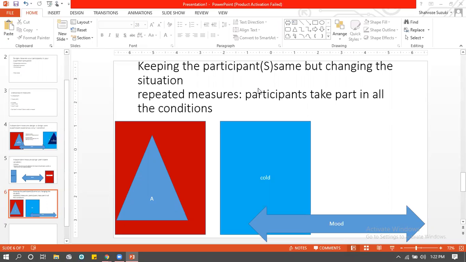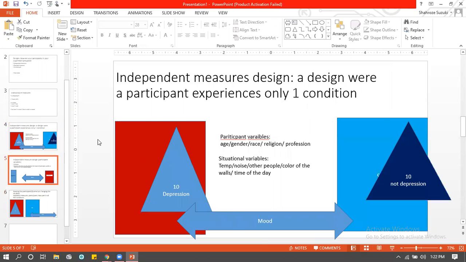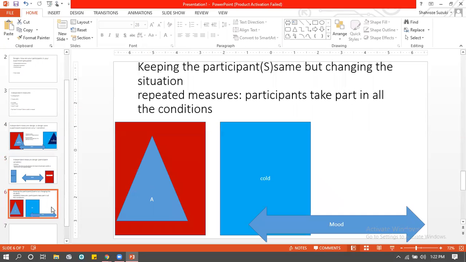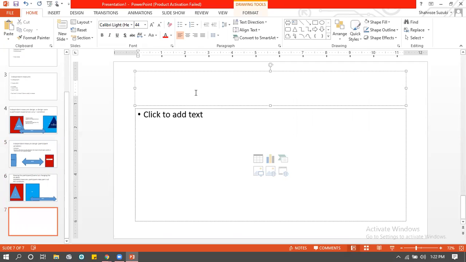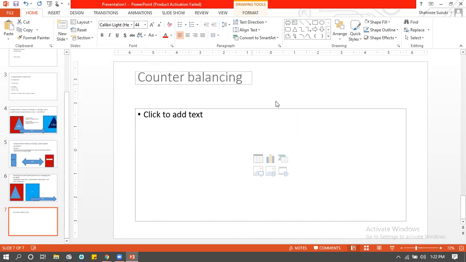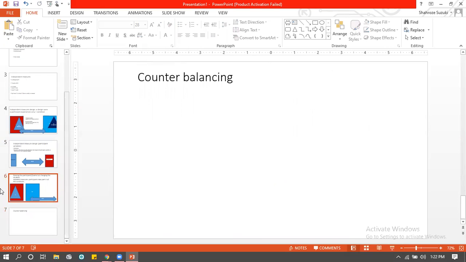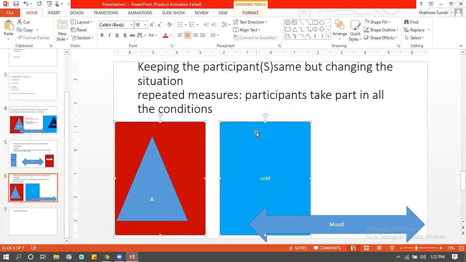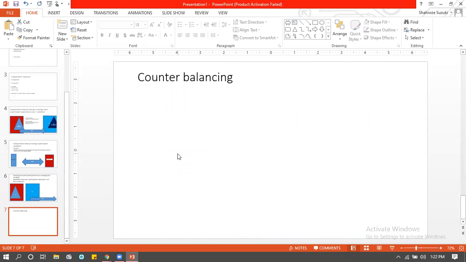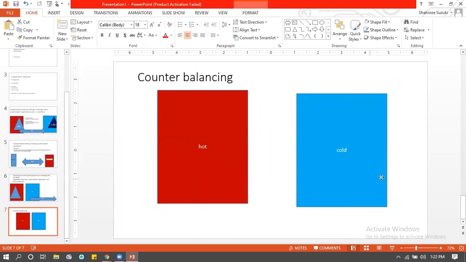See, independent measures design has its own problems, and the solution to that was random allocation. For repeated measures design, there's also a solution, and it's called counterbalancing. Counterbalancing, what is it? How does it work? All right, two conditions here.